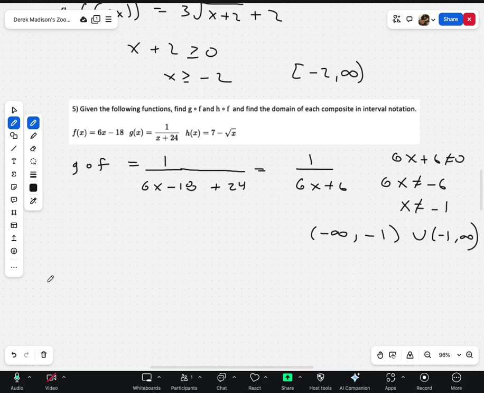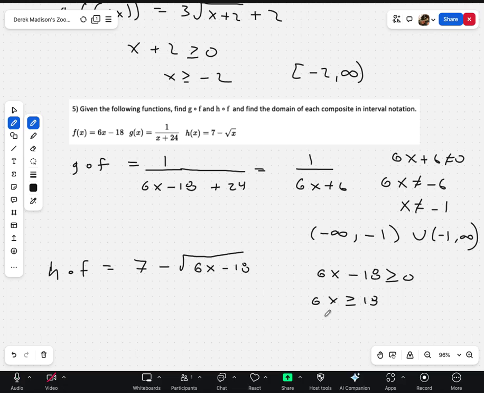For the next one, it's supposed to find h of f. So h is this one, so 7 minus root, and then f is the 6x minus 18. And this time we have a radical, so we have to set that math underneath it greater than or equal to 0. So it'll be 6x is greater than or equal to 18. x is greater than or equal to 3. And so from 3 to infinity would be our domain for that one.